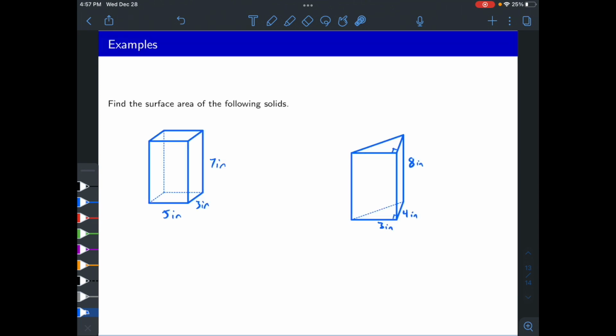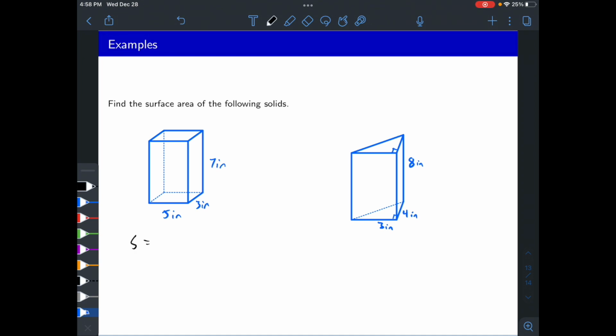All right, let's finish it out with some examples. Let's find the surface area of the following solids. I would recommend that you pause and try to figure these out on your own, and then compare answers. So I'm just going to go ahead and do it. We're going to apply the same principle of finding the area of each of the faces and then adding it together.